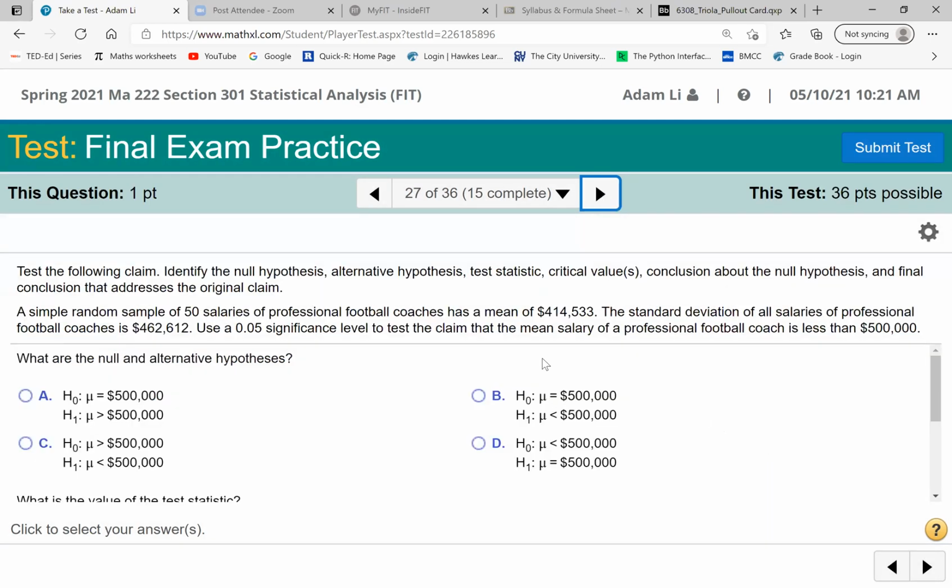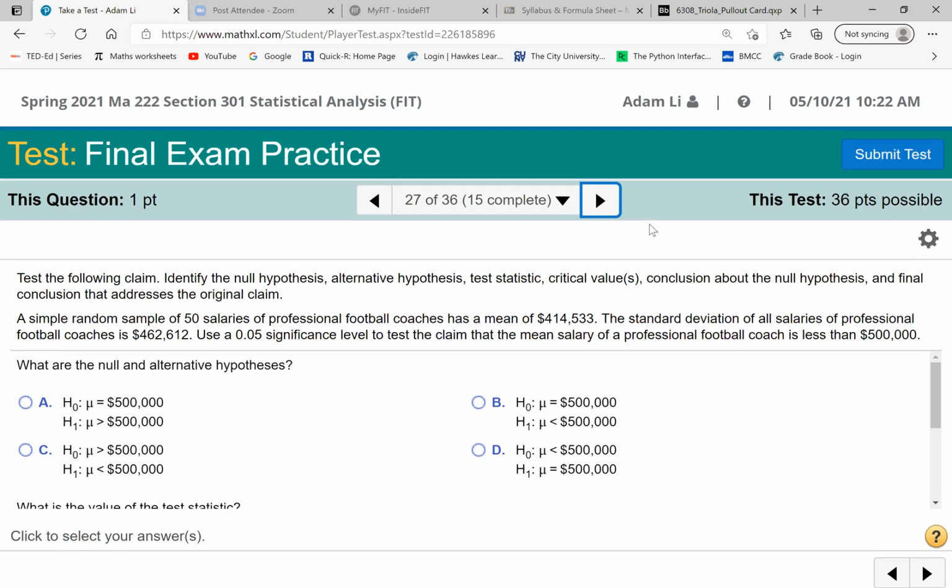All right, 27. Test the following claim, and this is from chapter 8. So all these questions are in sequential order. We start with chapter 6, 7, now 8. Then we get to chapter 10. Test the following claim, identify the null and alternative hypothesis, test statistic, critical values, conclusion about the null hypothesis, and the final conclusion that addresses the original claim. So we have a simple random sample of 50 salaries.